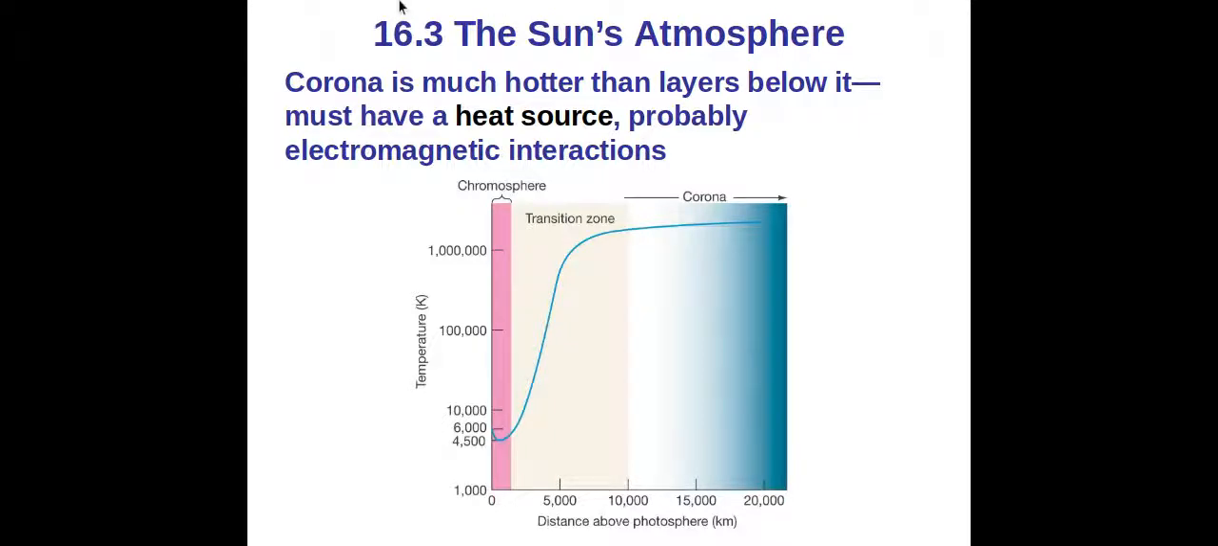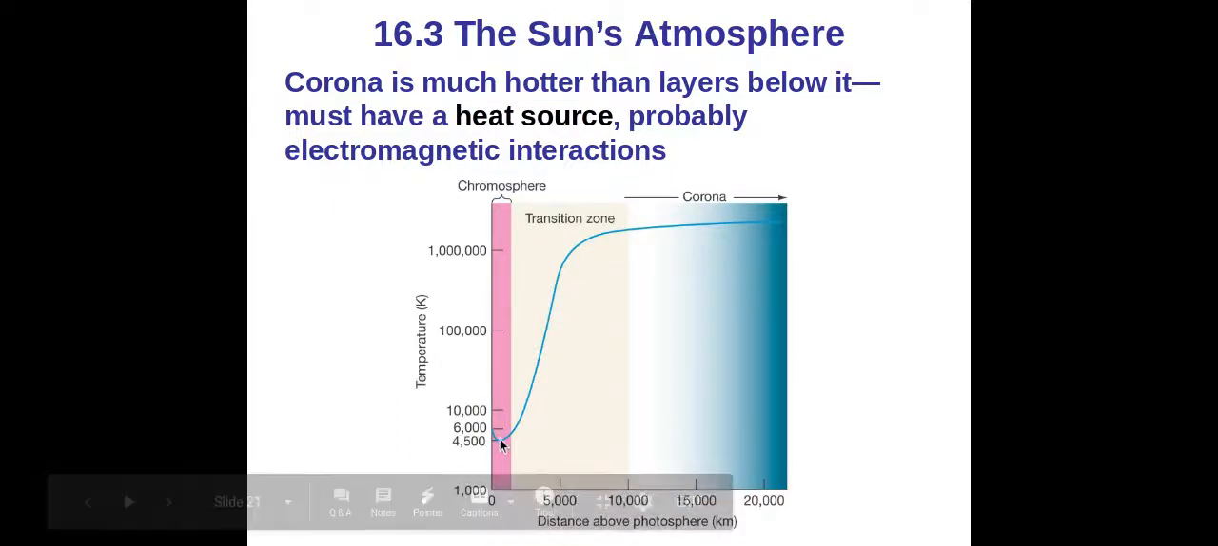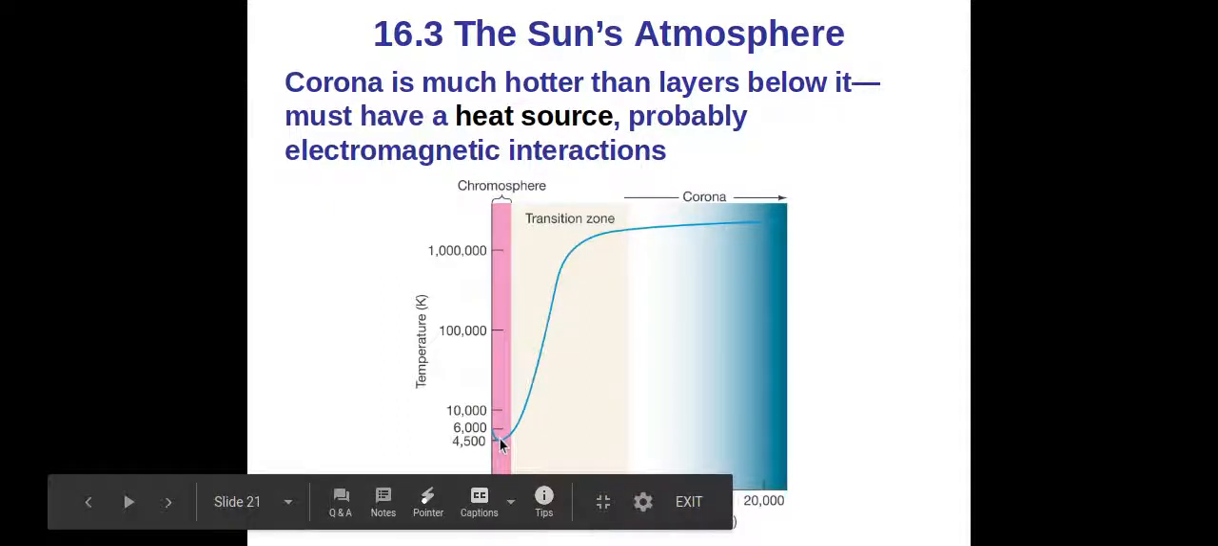Then we get to the transition zone. This is really interesting because if you look at this little graph here, this shows the distance from the sun as you go out, and here's the temperature. And what it shows is that the temperature actually starts going down as you get further away from the sun, which is what you would expect.